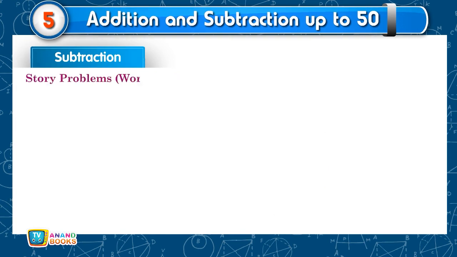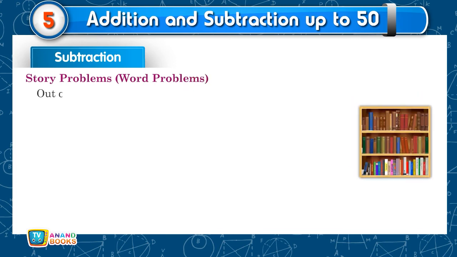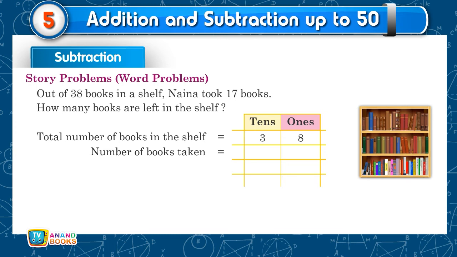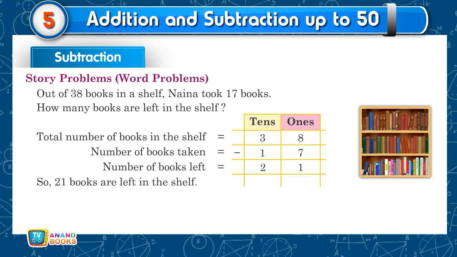Story problems. Word problems. Out of 38 books in a shelf, Nana took 17 books. How many books are left in the shelf? Total number of books in the shelf, 38. Number of books taken, 17. So, 38 minus 17 books is equal to 21. Number of books left in the shelf are 21 books. So, 21 books are left in the shelf.